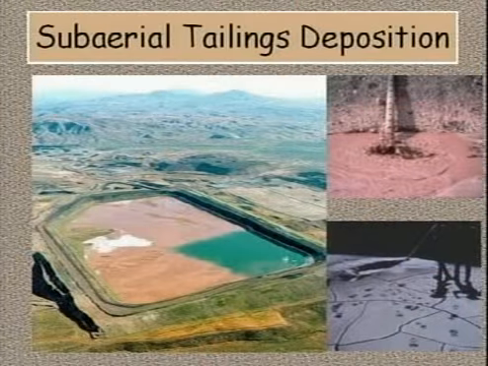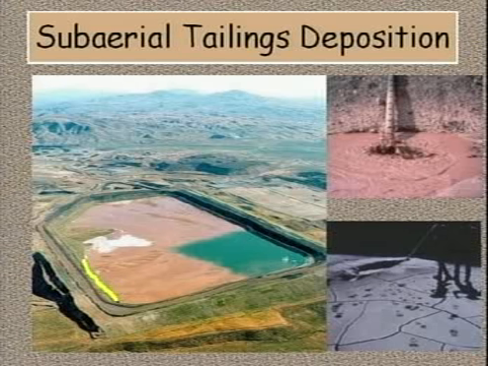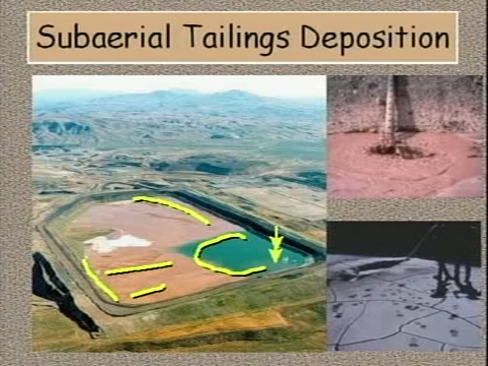This is what a subaerial tailings facility looks like in the field. Note the active deposition along this line right here, and the tailings are flowing down into the supernatant pond, the decant pond right here, which is relatively small compared to the tailings mass, which is very large.